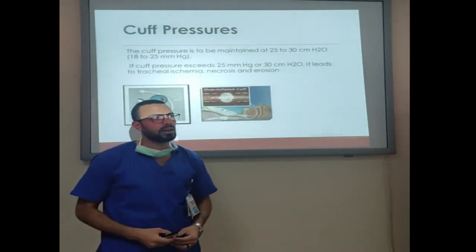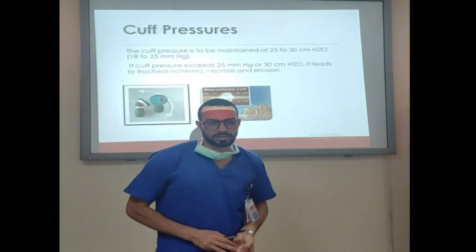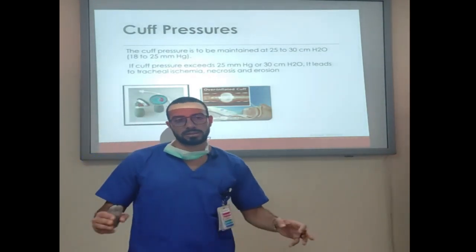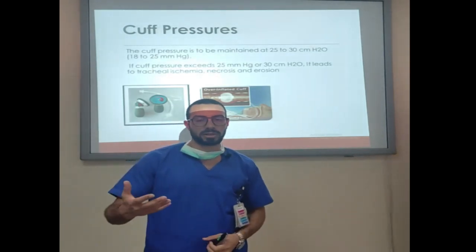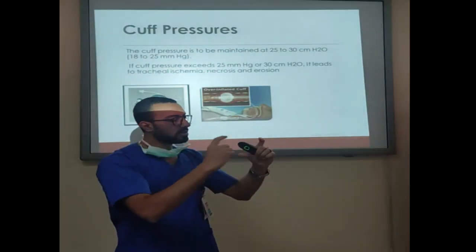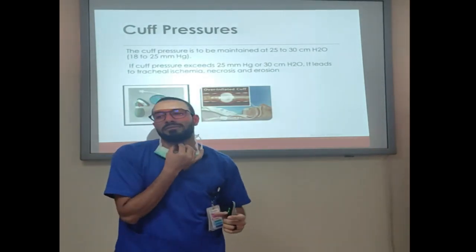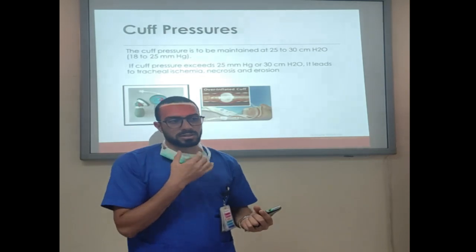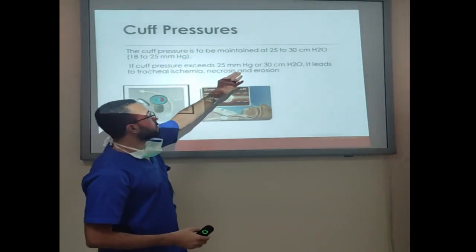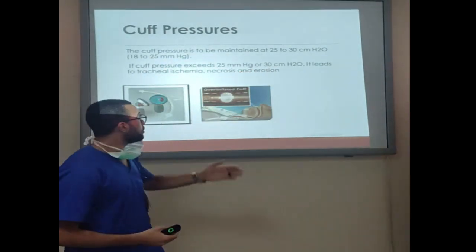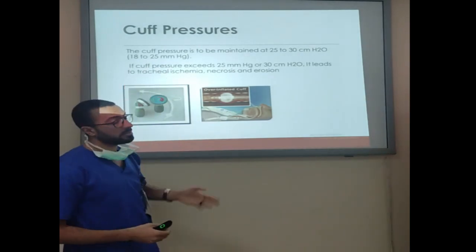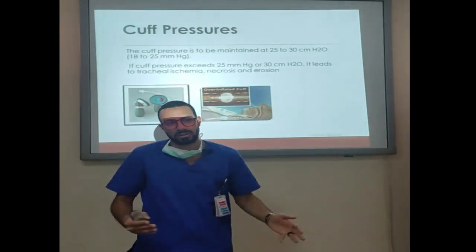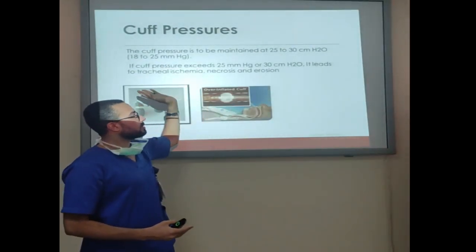Cuff pressure. I did not see this device here. It should be with the RT, it's not our responsibility anyway, but I did not see it here. The cuff pressure manometer is a small device that assesses the pressure of the cuff to prevent tracheoesophageal fistula. So we should have a normal range, like here from 25 to 30 centimeters water, or 18 to 25 mmHg. They are different devices. Sometimes we have mmHg or centimeters water. It's the same. Anyway, this is the normal range here and the normal range here.